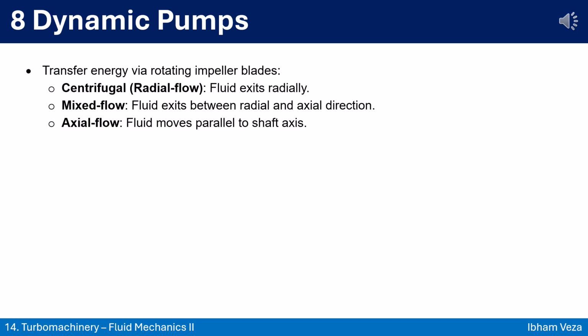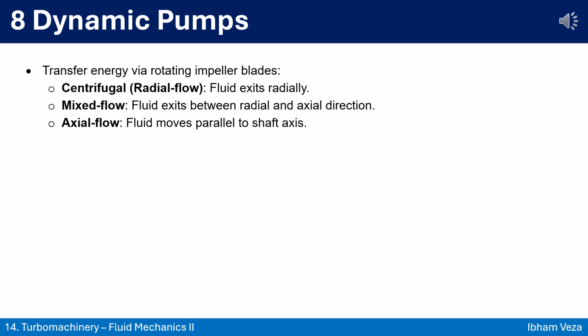Next is mixed flow. Think of it as a hybrid between centrifugal and axial. The fluid exits at an angle, somewhere between the radial and axial direction. It combines the benefits of both flow types, better head than axial, and higher flow than radial.